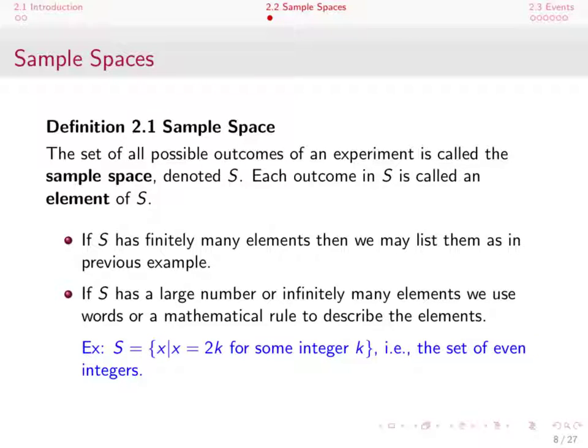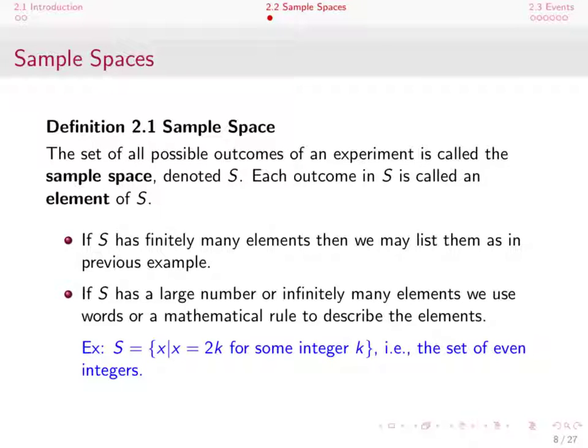But in some cases, S is going to have a large number of elements, or there will be infinitely many elements. In the case where it's just a finitely large number of elements, it's going to be prohibitive to try to list them. And if we have infinitely many elements, then we certainly can't list them. So in those cases, we're going to use words or mathematical rules to describe the elements.